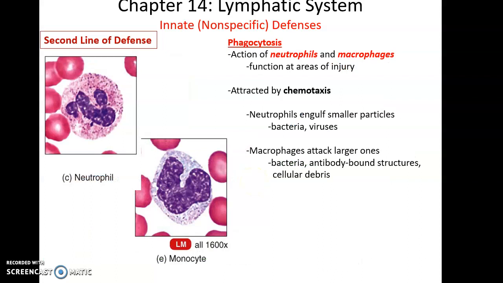Phagocytosis, as we know, there are leukocytes that will go around engulfing any sort of pathogen, anything abnormal. So these are the neutrophils and the macrophages. So they will show up at a site of injury, attracted by the chemicals released by the damaged cells, and that attraction is called chemotaxis. And the neutrophils will engulf smaller things, bacteria and viruses. Macrophages will target larger things, some bacteria, things bound by antibodies, so viruses, chemicals, bacteria bound by antibodies, and also cellular debris. So between the two, they help to clean up the site and hopefully get rid of the pathogens.